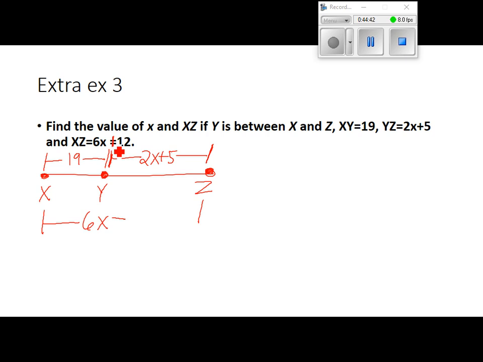Oh, I think that's supposed to be a plus, isn't it? That's my fault. That's what was confusing you. Ebersole better write that down. Fix extra example 3. That'll probably be the only typo you see me make all year long. 6x plus 12.